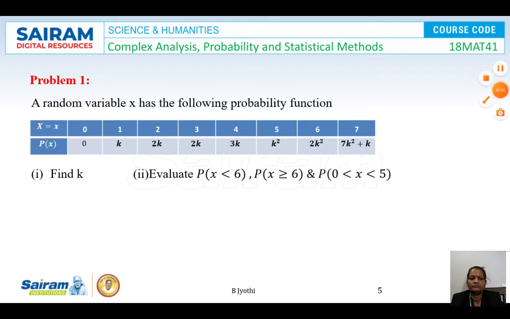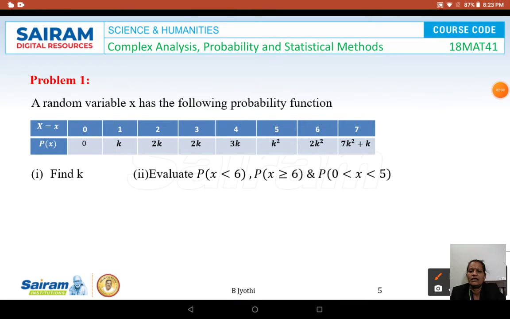First problem. A random variable x has the following probability function. Here x denotes 0, 1, 2, 3, up to 7, and p of x is given by 0, k, 2k, 2k, 3k, k square, 2k square and 7k squared plus k. We need to find the value of k and also evaluate P when x is less than 6, when x is greater than or equal to 6, and x varying between 0 and 5. But first we have to find the value of k.